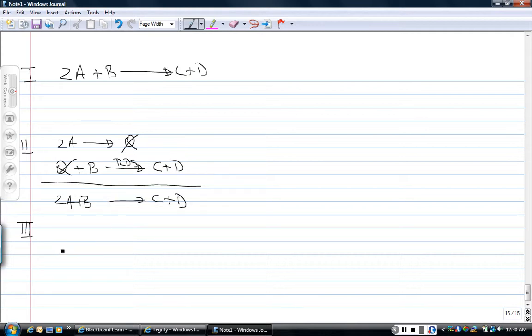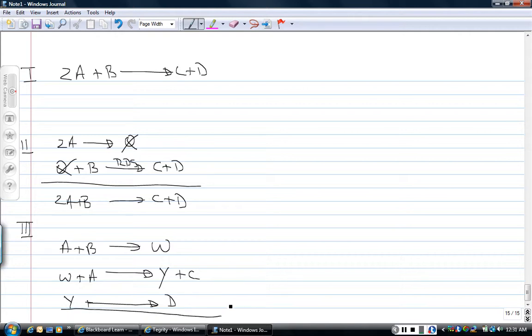Or maybe I can say that A plus B gives W, W plus A gives Y, and then Y gives, let's say, Y plus C, then Y breaks down to give D, let's say. When I sum those steps together, the W's would go out, the Y's would go out, and I'm going to make this step my RDS.